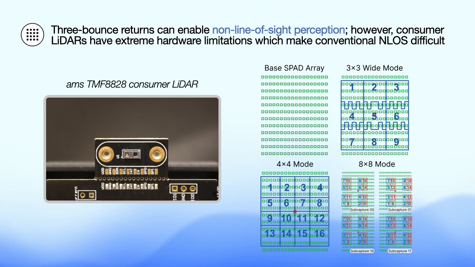Importantly, these 3-bounce LiDAR returns can help enable non-line-of-sight perception, reasoning about objects outside of our sensor's field of view. However, consumer LiDARs are extremely hardware constrained, which makes using conventional end-loss perception methods difficult. For example, the TMF consumer LiDAR on the left is limited to between 3x3 and 8x8 pixel resolution outputs, and it can only capture at best just 80 picosecond timing resolution per histogram bin.